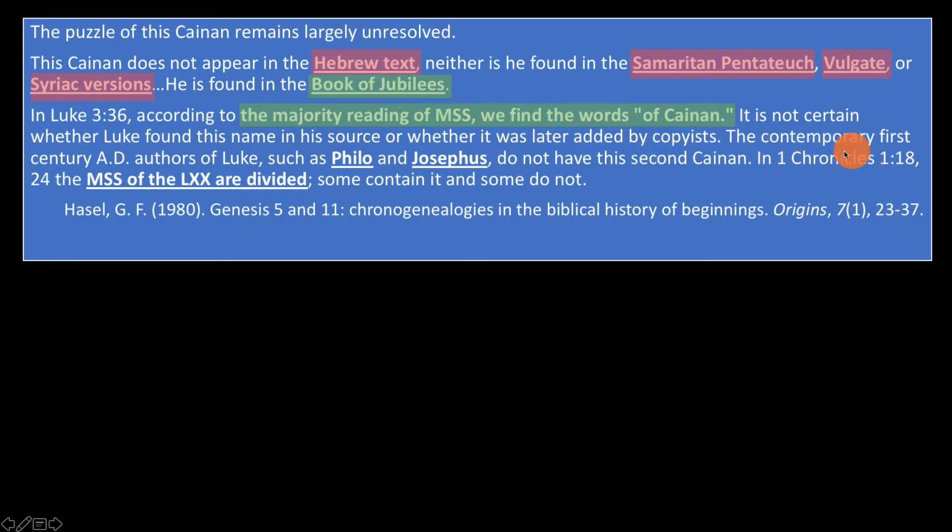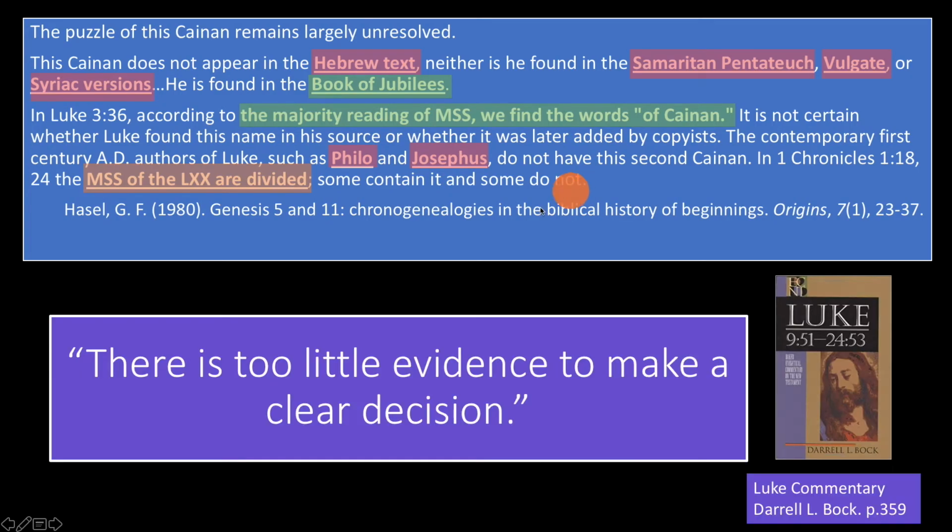The contemporary 1st century AD authors of Luke, such as Philo and Josephus, do not have this second Cainan. In 1 Chronicles 1:18-24, the manuscripts of the Septuagint are divided. Some contain it and some do not. So as you can see, this issue really is a mess. We have some evidence for and some evidence against. And that's why Bock, in his commentary, notes that when it comes to the extra Cainan, there is too little evidence to make a clear decision.